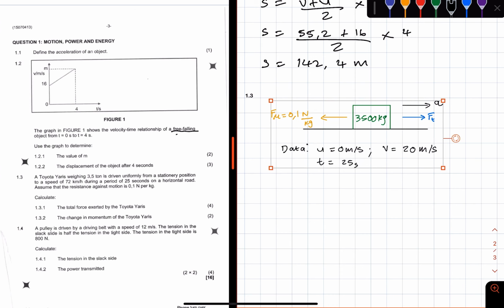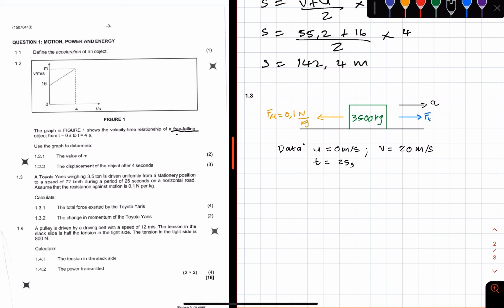Your free body diagram is going to look like this one. So you have an object, they said it is 3.5 tons, so the Toyota Yaris is 3.5 tons. 3.5 tons converted to kgs is 3,500 kgs. And they said it's driven uniformly from a stationary position, meaning u is equal to 0, so your initial velocity is 0, to a speed of 72 kilometers per hour.